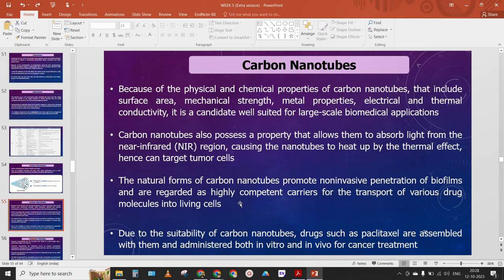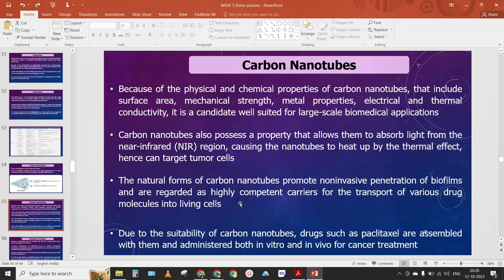Because of the physical and chemical properties of carbon nanotubes that include surface area, mechanical strength, metal properties, and electrical and thermal conductivity, it is a candidate well suited for large-scale biomedical applications. Carbon nanotubes also possess a property that allows them to absorb light from the infrared region, causing the nanotubes to heat up by the thermal effect, hence they can target the tumor cells.